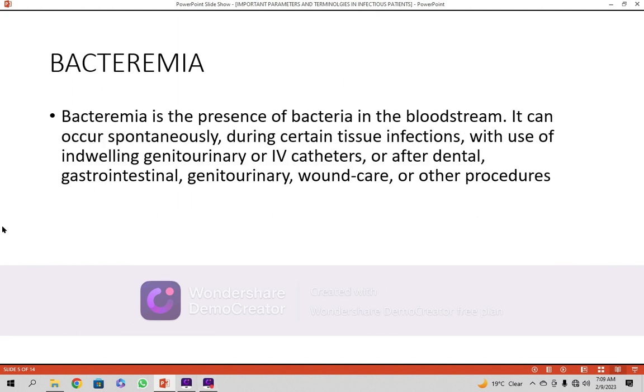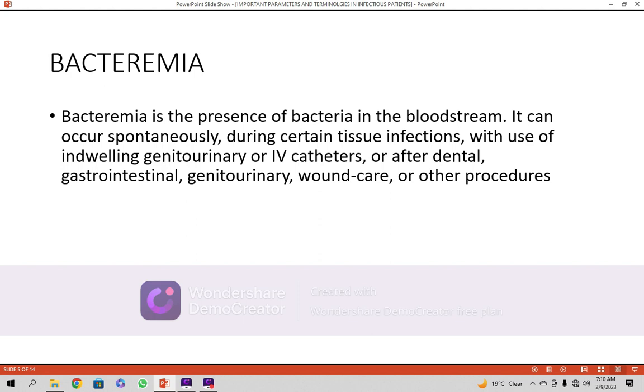Now the third one is bacteremia. In bacteremia, the quantity is increased now. The number of the microbiological agents, the bacteria, is more than enough against your fighting weapons. So they overcome the fighting weapons, and this is the presence of bacteria in the blood in a large quantity. It can occur spontaneously due to certain tissue infections, or with the use of indwelling catheters, IV, genitourinary, dental, or gastrointestinal procedures, or wound care.